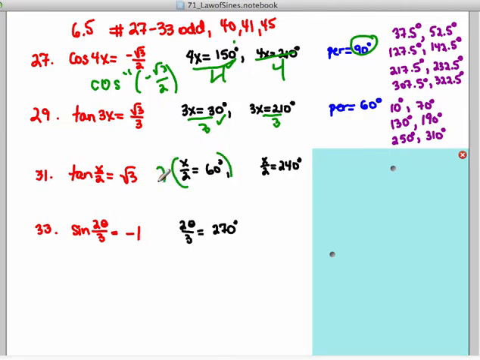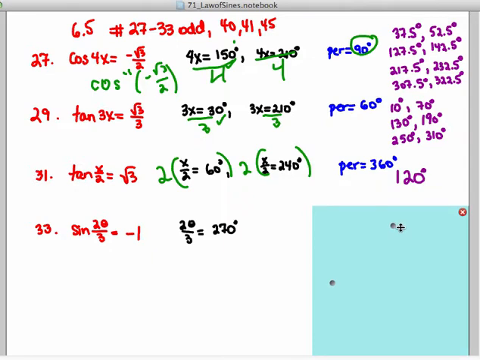All right, multiply both sides by 2. Should get 120 and 480. Oh, 480 is outside of, they wanted you to go 0 to 360. And if you add 360 to 120, you get 480 again, and you go outside. So that's your only solution here.